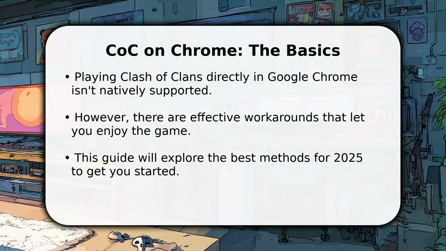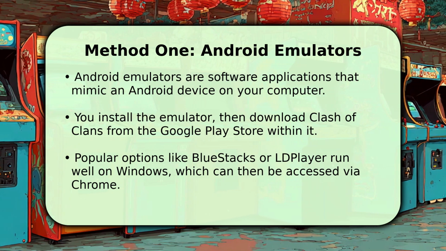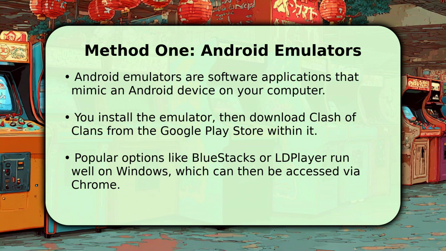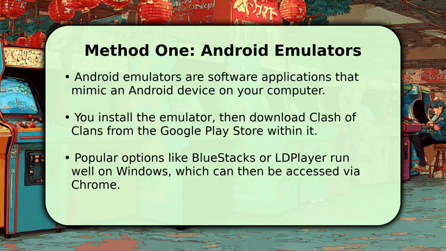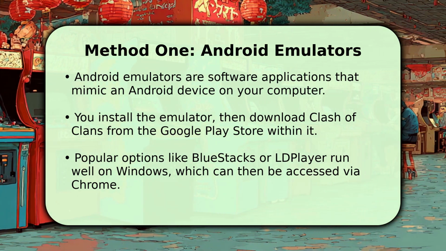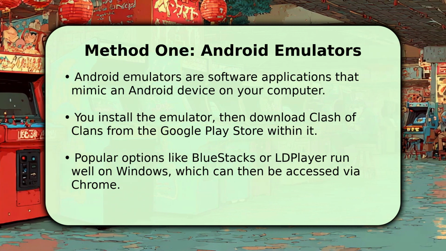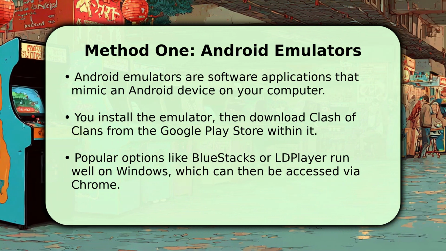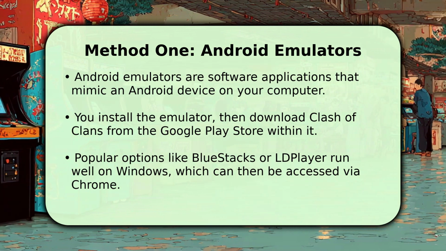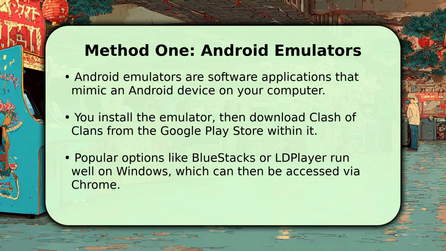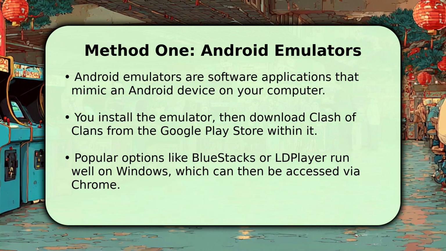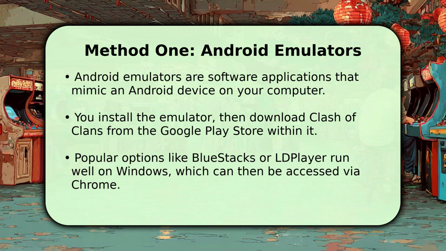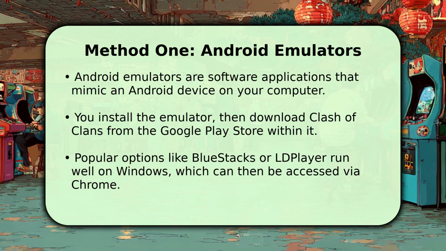The most common and reliable way to play Clash of Clans on your computer, accessible via Chrome, is through an Android emulator. Think of it as having a virtual Android phone running right on your desktop. You simply download and install a trusted emulator like BlueStacks or LD Player, then open up the Google Play Store inside the emulator to install Clash of Clans just as you would on any mobile device. These emulators are usually quite stable and offer excellent performance for gaming.